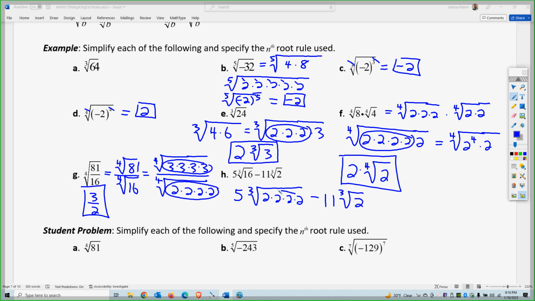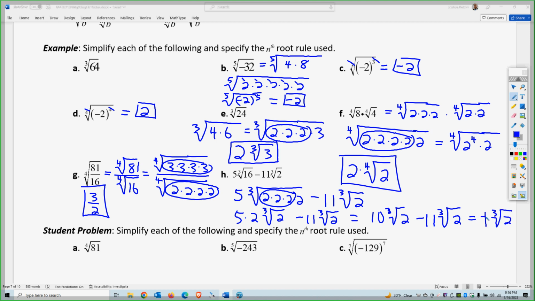So I do have a group of 3 here, right? So this is 5 times 2, third roots of 2, minus 11 third roots of 2. So what I really have here is 10 third roots of 2 minus 11 third roots of 2. So 10 minus 11 is negative 1 third roots of 2. That's not a very good negative 1. Let's change that.